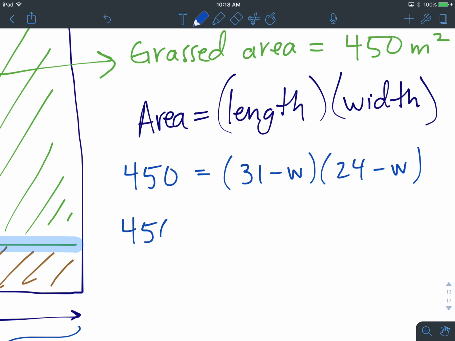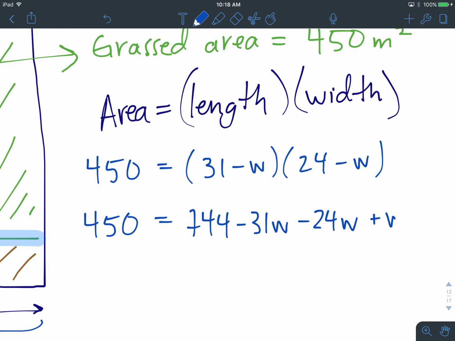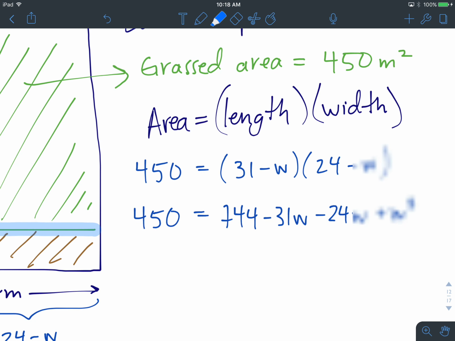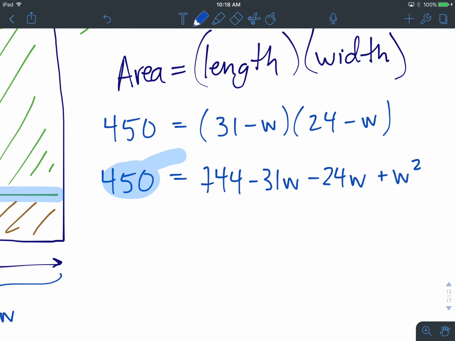So there's our 450. 31 times 24, that's going to give us 744. And we are going to subtract 31 W's. We are going to subtract 24 W's. And we are going to add W squared. So let's gather together those like terms, and I'm going to transpose 450 over to the other side by subtracting 450 from both sides. So that's going to give us 0 equals W squared minus 55W, and then we have 744 minus 450. That's going to give us 294. So plus 294.